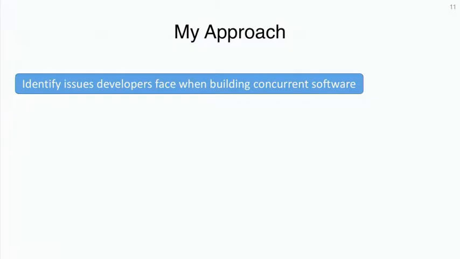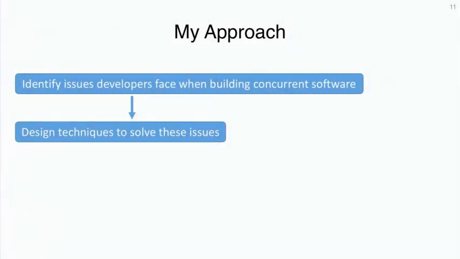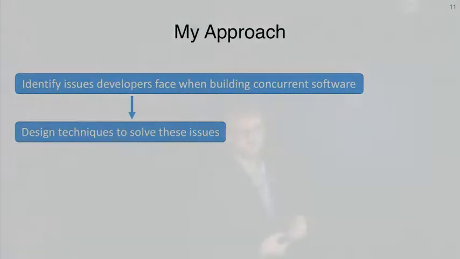All right, so having identified the increasingly relevant problem of concurrency bugs, in my dissertation, I developed techniques to identify and fix these bugs. And the approach I took is one in which I study real systems and the issues that developers face when building concurrent software. I then design techniques to solve these issues. And the key theme that recurs in these techniques is a hybrid static dynamic program analysis approach.